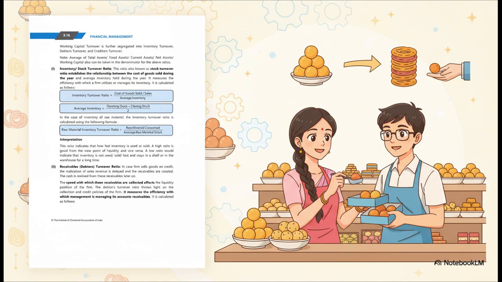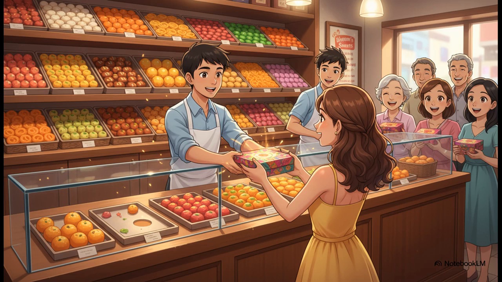First up, inventory turnover. This one's all about the relationship between the cost of the ladoos sold and the average amount of ladoos Beam keeps in stock. It basically answers the question, how many times in a year does Beam completely sell out and restock his entire inventory? And a high ratio here is exactly what we want to see. It means Beam's ladoos are fresh, they're flying off the shelves, and they're not getting old and stale in the back room. For a food business, this is absolutely critical. High turnover means fresh products and very happy customers.